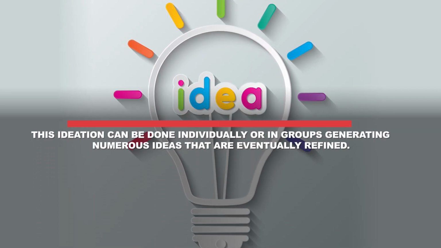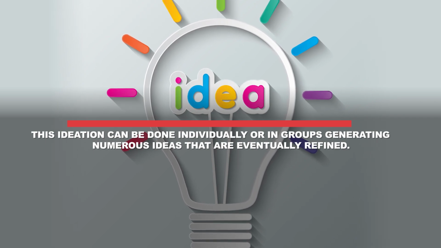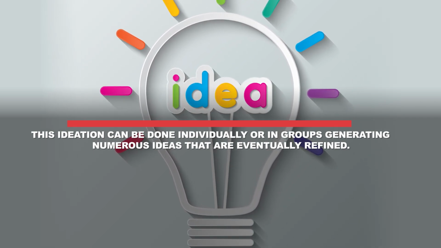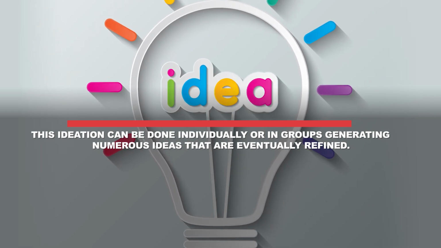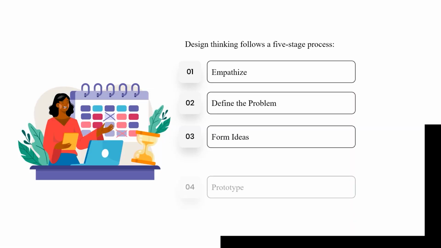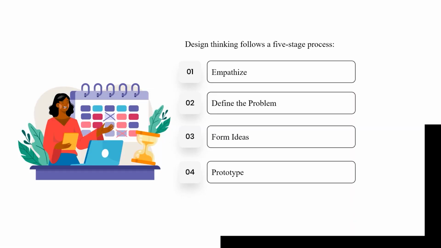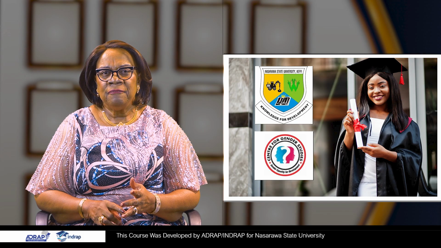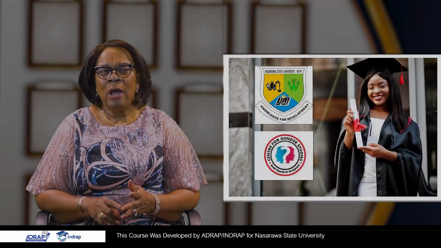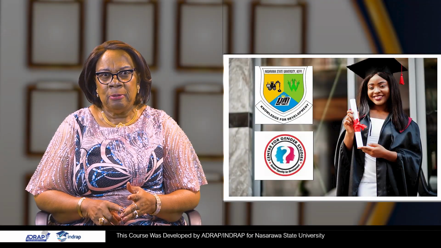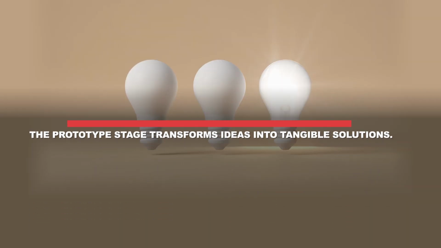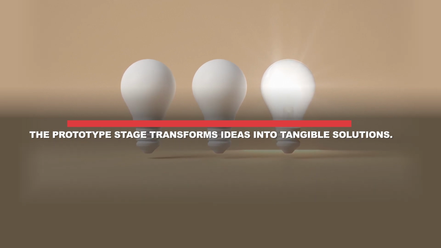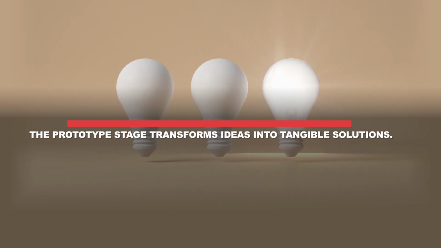So the next thing is to brainstorm and generate ideas to solve the identified problems. This can be done individually or in a group, better still, in a group, generating numerous ideas that are eventually refined. The fourth one, we now produce the prototype. So you have observed with empathy, you have identified the problem, you have defined what the problem is. Now we have to develop a prototype.